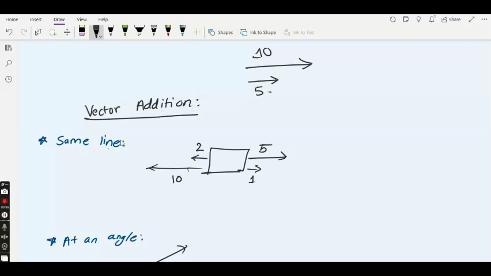If the vectors are in the same line, it's very easy to add them. Just assign one side to be positive and the other side to be negative. So let's assign the forward direction to be positive, and the backward direction to be negative. So adding them will be 5 plus 1 minus 2 minus 10, and we will get minus 6. So the resultant vector is moving in the backward direction and the magnitude is 6 in this diagram.